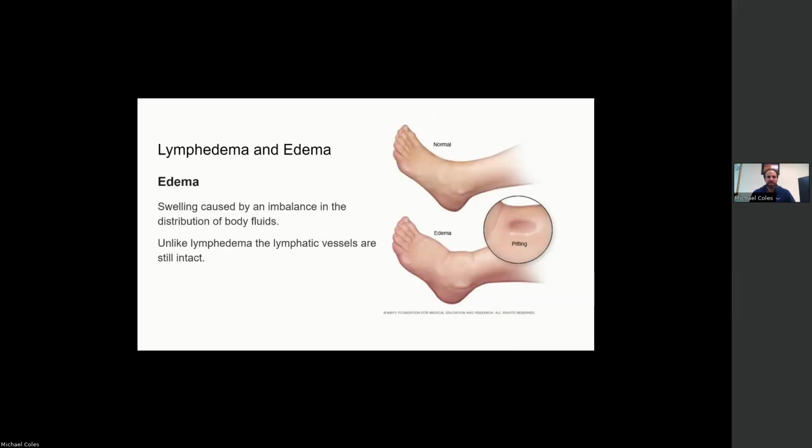So edema is just swelling from an imbalance of fluids in the body. The fluids are being distributed unevenly. So this doesn't always necessarily mean that there's some sort of damage. The fluid is just going to an area where it's not supposed to go, and it's not being pulled back.